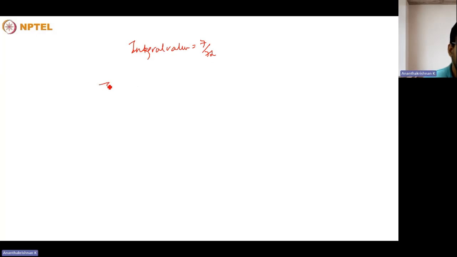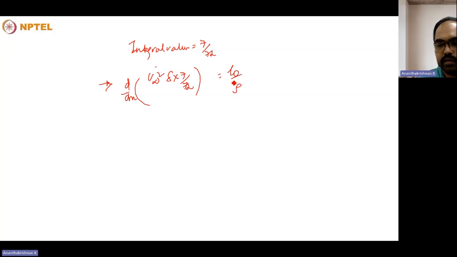Then substituting that value back, we get d by dx of u infinity squared delta into 7 by 72, equal to tau by rho, that is, shear stress divided by density. So we have got it straight away.